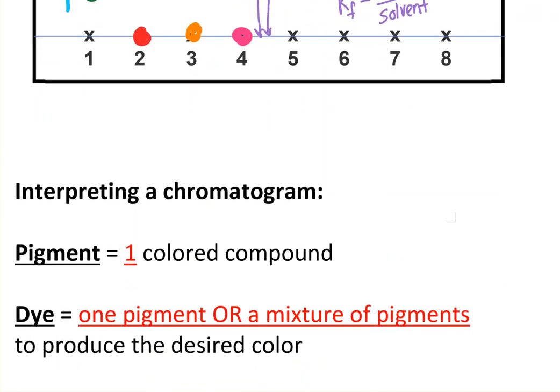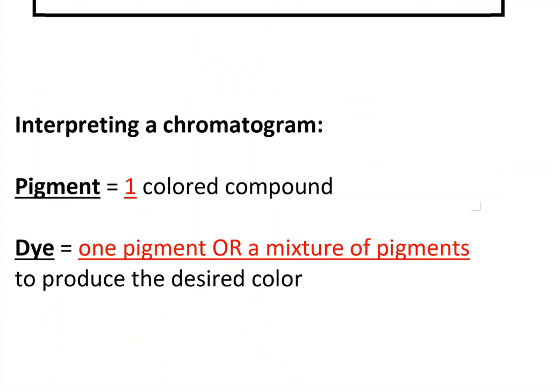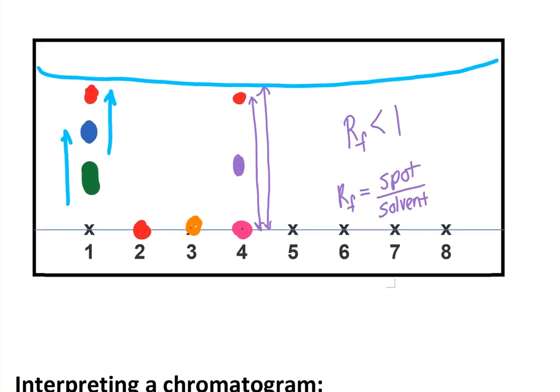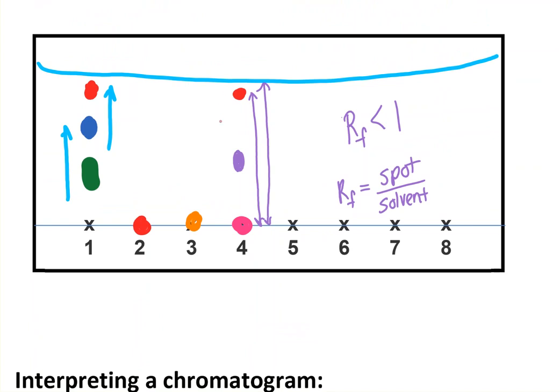And I wanted to also clarify these two things, that when you're interpreting your chromatogram, the dye is the mixture, and it may have just one compound in it, or it may have several. And each of those colored compounds we call a pigment. And so on our chromatogram, each spot represents one compound, which is, each one is a pigment of the original dye. So the pink dye had 2 pigments in it.